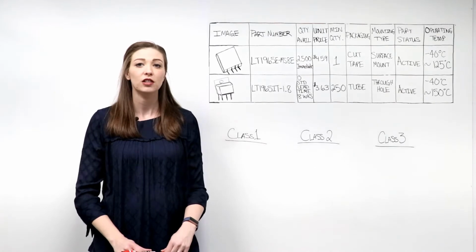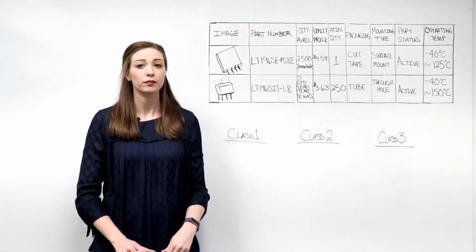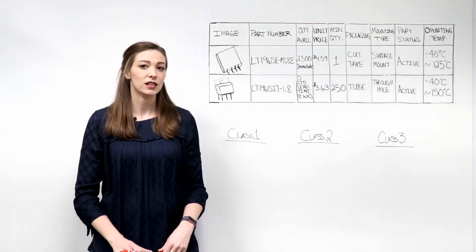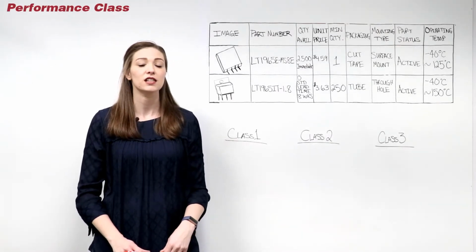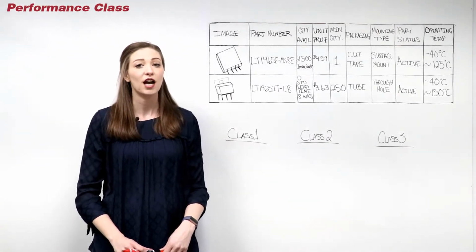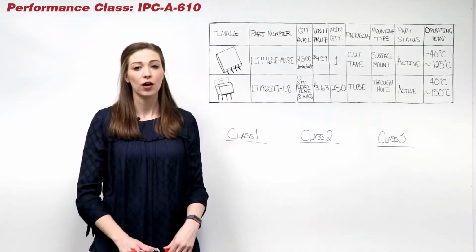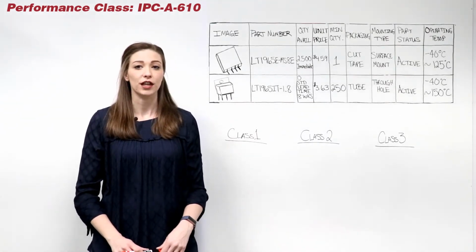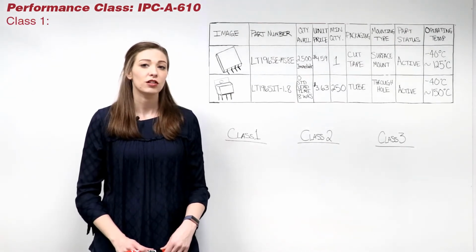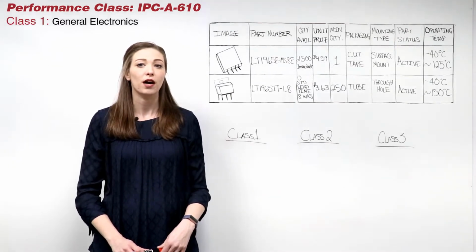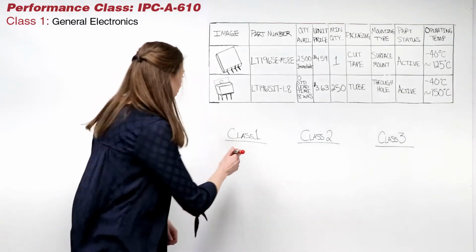So what factors need to be considered when choosing a part? The first step in component selection is determining the performance class of your assembly. According to IPC-A-610, an assembly can be categorized as either Class 1, Class 2, or Class 3. Class 1 includes general electronics whose major requirement upon assembly completion is to function.